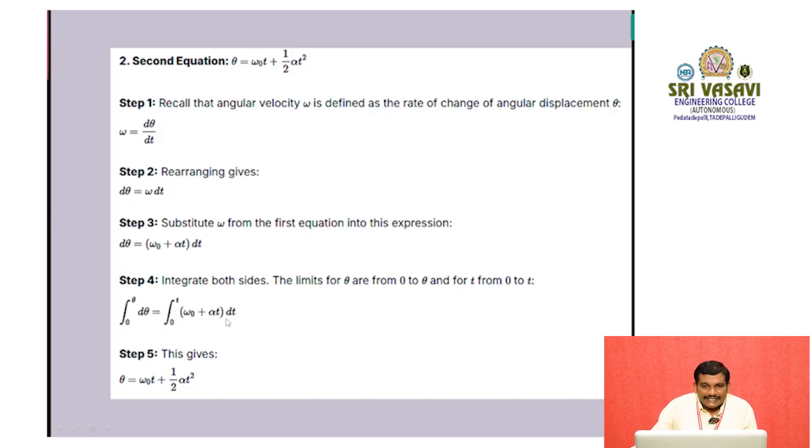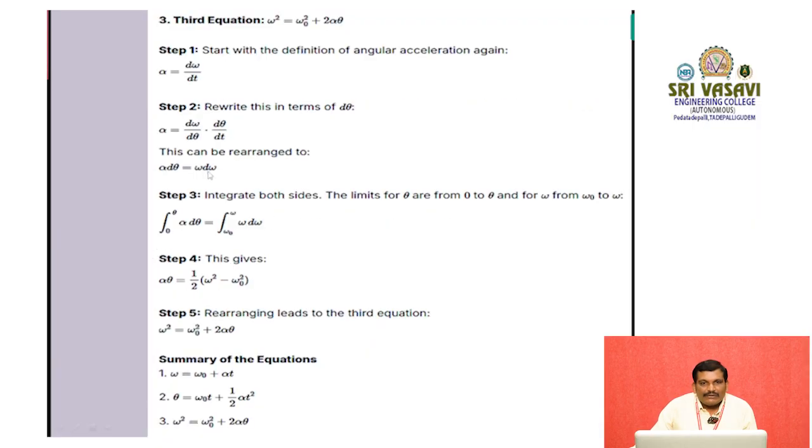Omega naught dt plus alpha t dt. Omega naught is constant and the integral dt means t. Then applying the limits, we get theta is equal to omega naught t plus half alpha t square. And the third equation is omega square is equal to omega naught square plus 2 alpha theta.